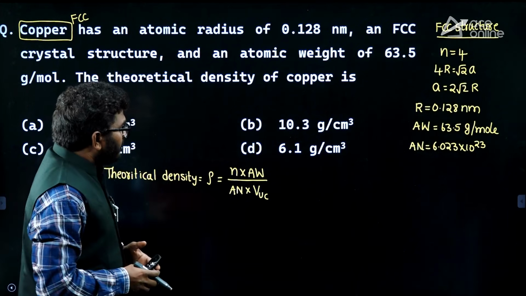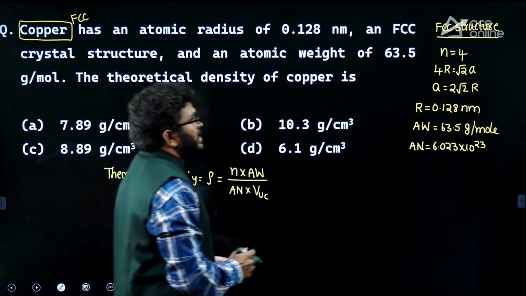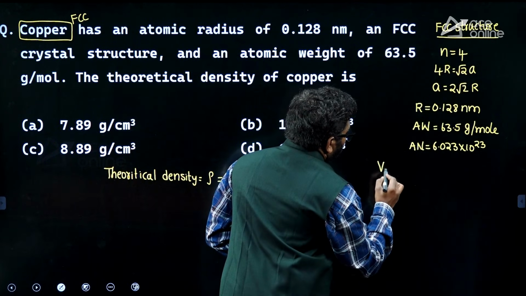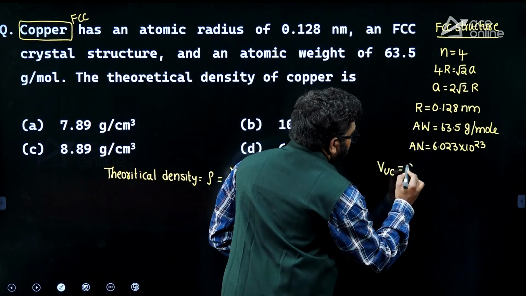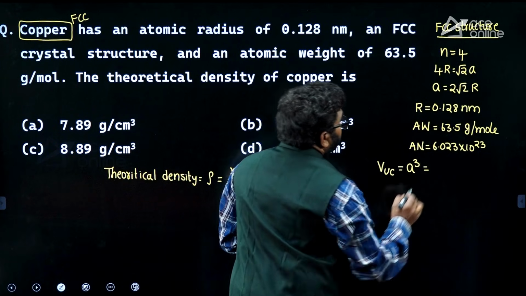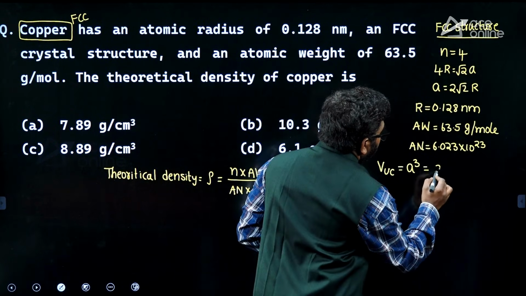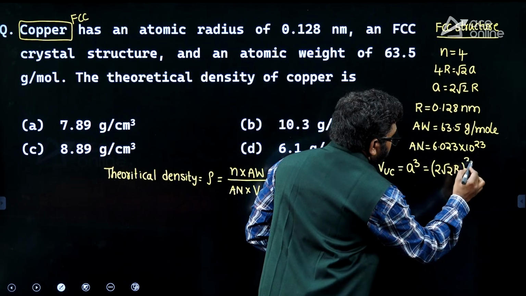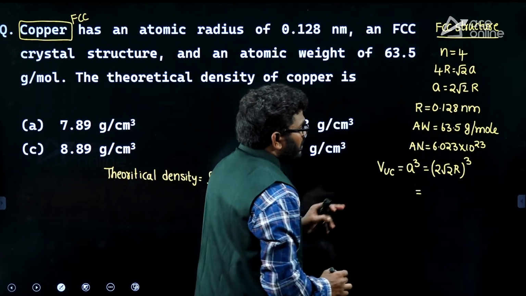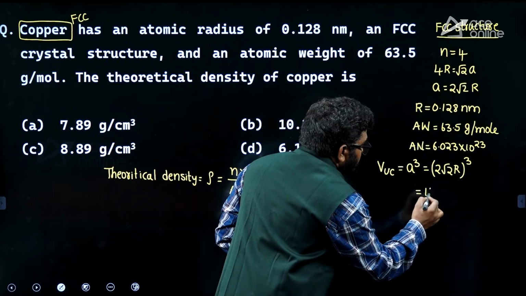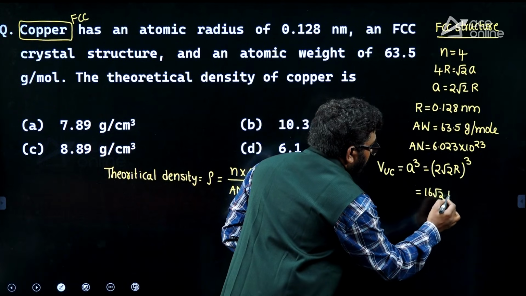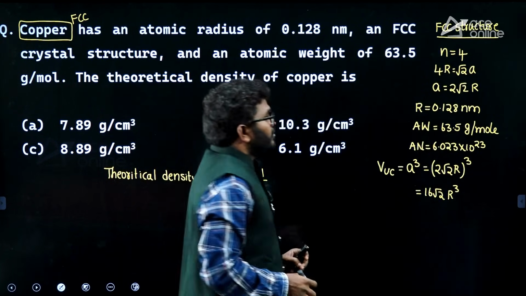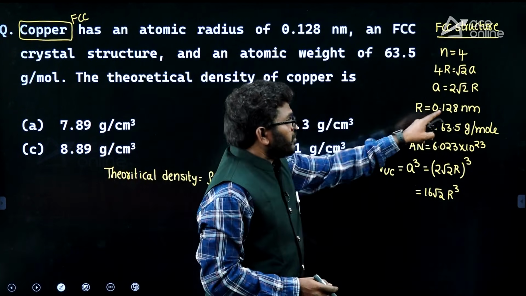Now, first of all, I'll calculate the volume of the unit cell. The volume of the unit cell is nothing but a cube. But a is equal to what? a = 2√2 R, whole cube. So from this, by calculating, we get 16√2 R cube. R is given in the question.